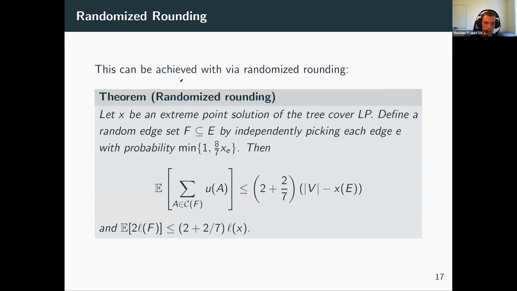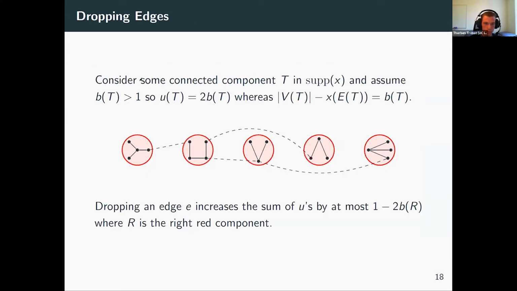Okay, and I claim that this can be done through a simple randomized rounding where every edge is scaled up by a factor of 8 over 7, and then you simply sample the edges independently. Of course, this means that the expected length increases by 8 over 7, and if you look at twice the length, you get 16 over 7, which is exactly the ratio that we want. So the only tricky part is showing that this bound holds for the sum of these upper bounds. And this is where we use the structure of the LP solution.